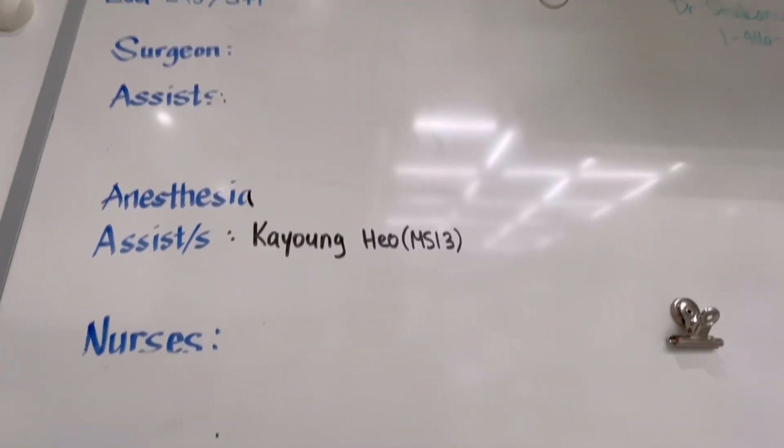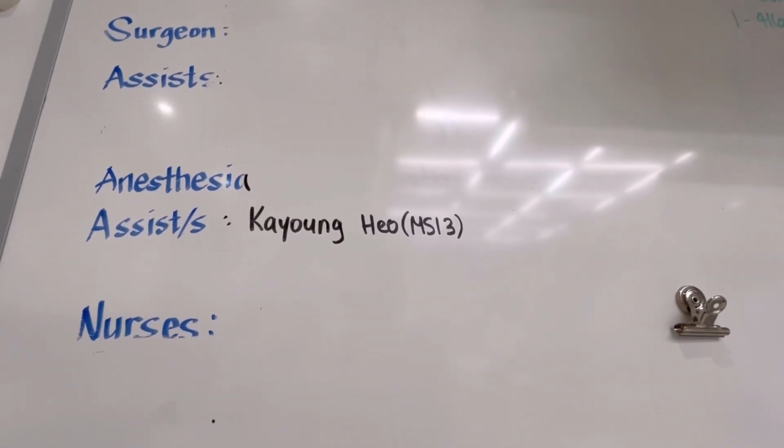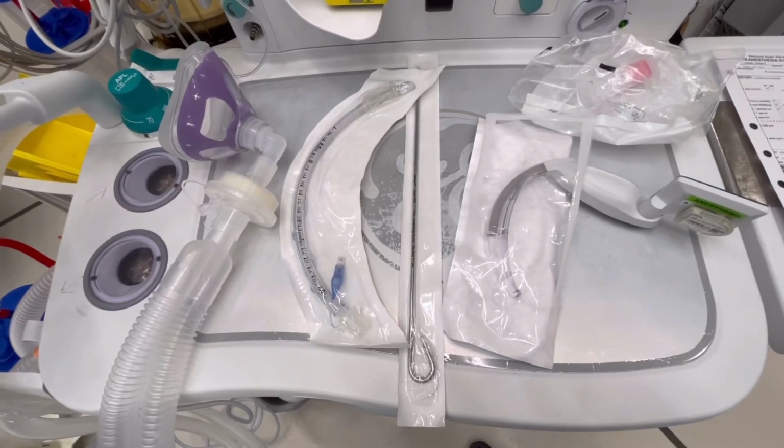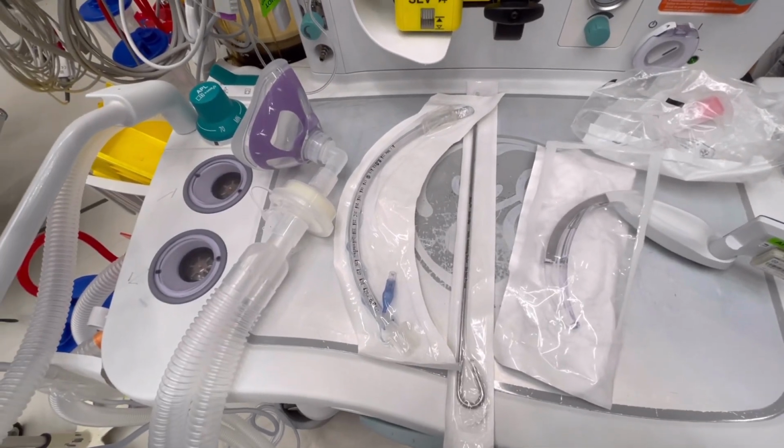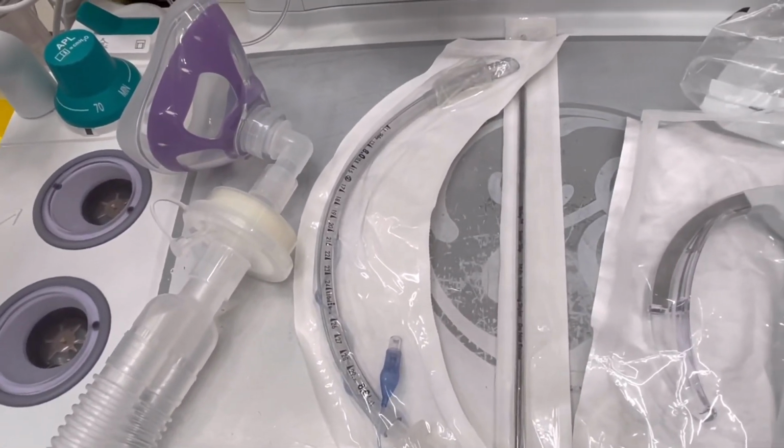in and I introduce myself, and if not, I write my name on the board so that the nurses know who I am and what level of training I'm in, and I check if the anesthesia cart is already set up. So that consists of suction, oxygen mask, and things you need for intubation like the endotracheal tube and laryngoscope.